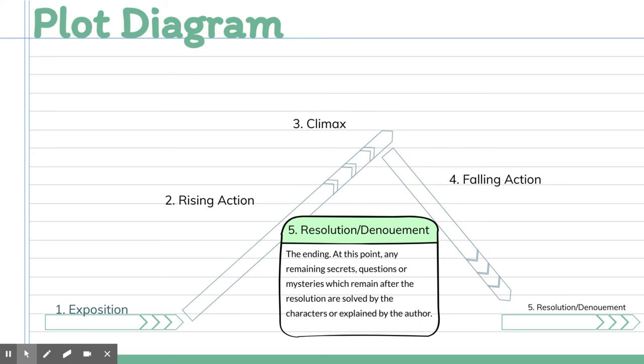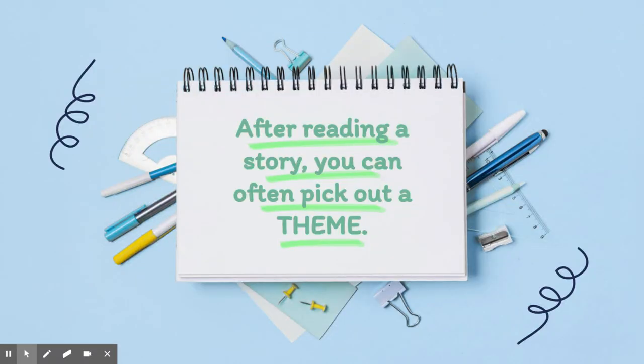Now you might be like, but can't that be mixed up a little bit? It can. So sometimes you might read a story or watch a film where the resolution, the ending, is revealed at the beginning of the story. But no matter what, you have to recognize that stories all follow some sort of pattern, and that can help us track any character development, the change in setting, and also help us develop themes. So after you read a story, you often have some sort of lesson that sticks with you, and from that lesson, you can pick out a theme.